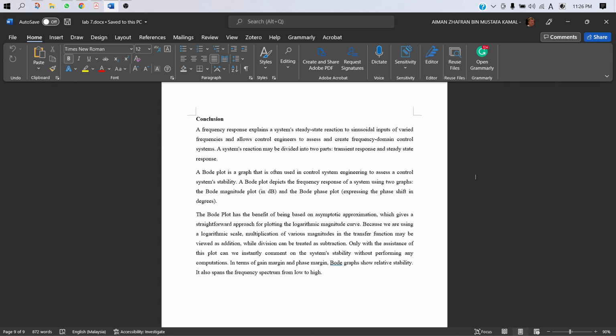Multiplication of various magnitudes in a transfer function may be viewed as addition, while division can be treated as subtraction. Only with the assistance of this plot, we can instantly comment on the system stability without performing any computation. In terms of gain margin and phase margin, both graphs show relative stability. It also spans the frequency spectrum from low to high.